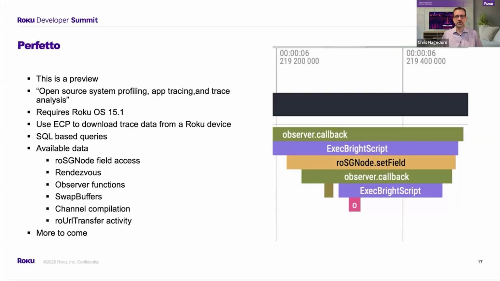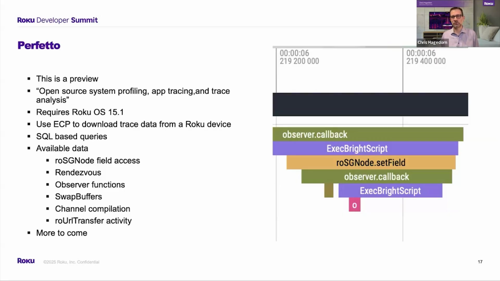And then once you've enabled it, you run your use case like you always would, go through whatever scenarios you need to. And then at the end, when you're ready to get the data, there will be a second ECP call that you can make to extract that trace data from the device and download it to your local machine.